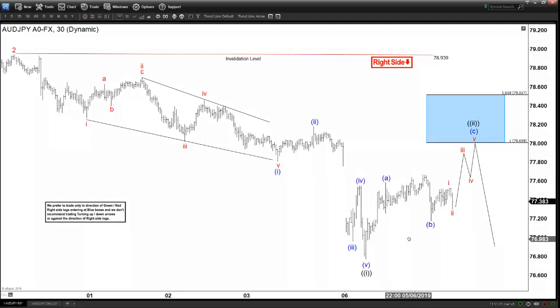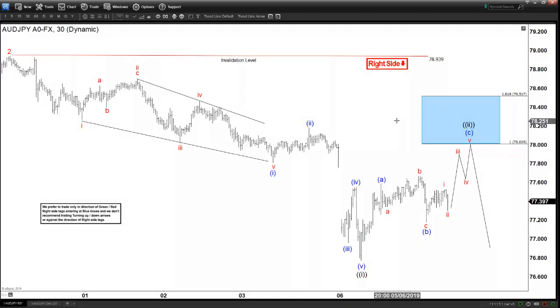We are now looking for an ABC correction in which we have A here as a 5 waves, 1 2 3 4 5, and then looking for this one as a flat, an expanded flat ABC, right? And then we are looking for C as another 5 waves up, potentially to reach this blue box to finish an ABC zigzag correction. And then from here, as long as this pivot stays intact, we can see further downside in the pair and it can resume lower again in wave 3 of 3, right?